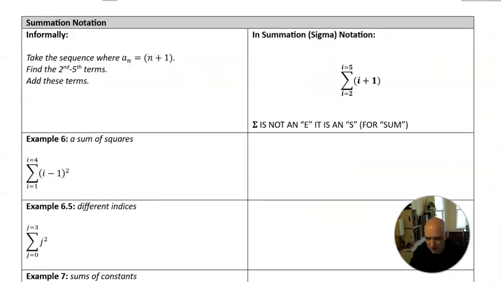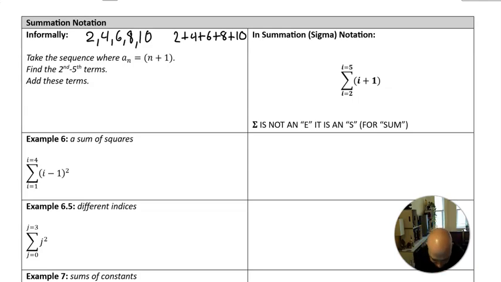Going to the back, we're going to take a look at what happens if you have a sequence and you want to add the terms. So instead of the sequence that we had at the start, 2, 4, 6, 8, 10, what if I wanted you to do 2 plus 4 plus 6 plus 8 plus 10? Well, there's a really convenient and easy notation for dealing with that as well. So here's the example. Take the sequence where a_n is n plus 1. Really simple sequence. Find the 2nd through 5th terms and add these terms.